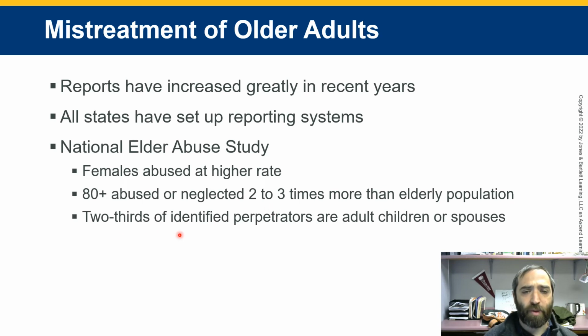2/3 of the time, their perpetrators are their adult children or spouses. I imagine most people who are mistreating older adults are not, quote unquote, bad people. They are people who are using wrong methods of dealing with conflict and problems. Maybe the older person has dementia and it's just very difficult on a daily basis to care for them, to interact with them. And so when we are dealing with someone who's difficult to be with, we are more likely to mistreat them, to abuse them.